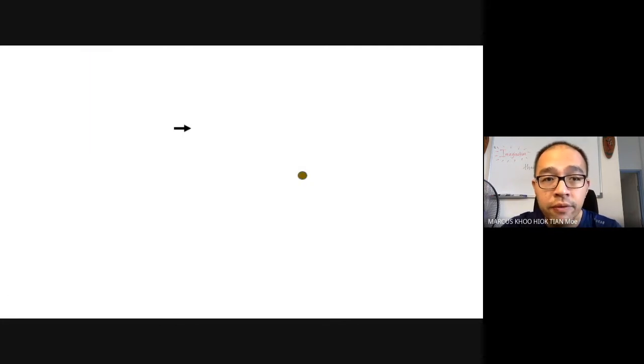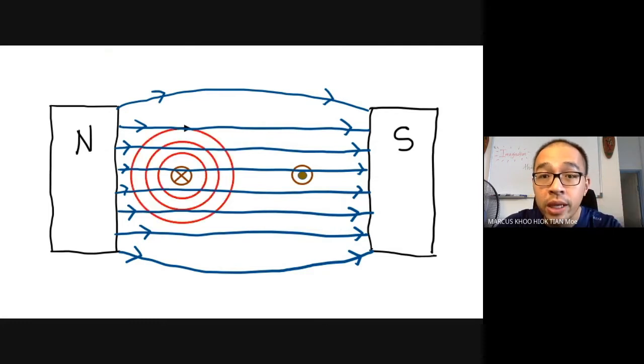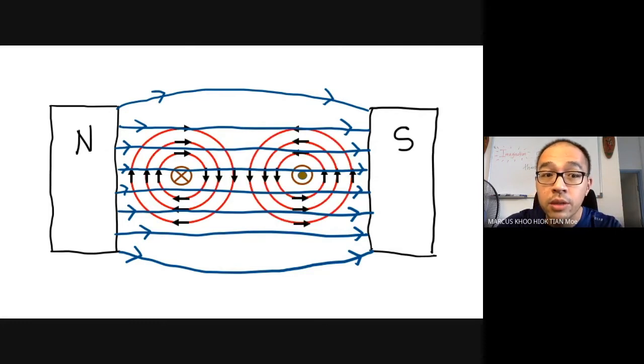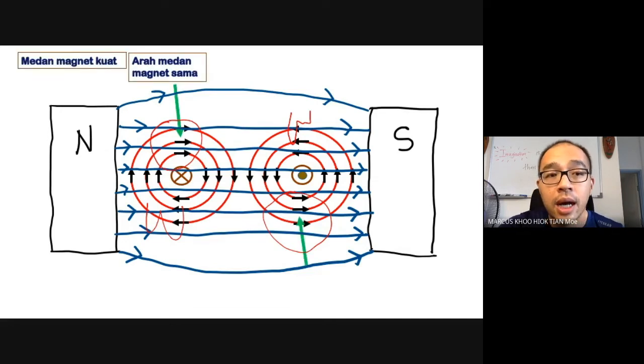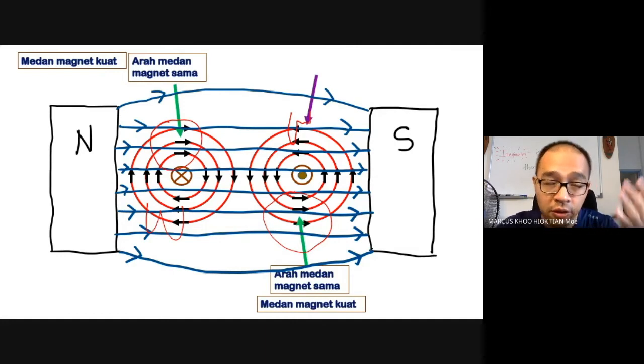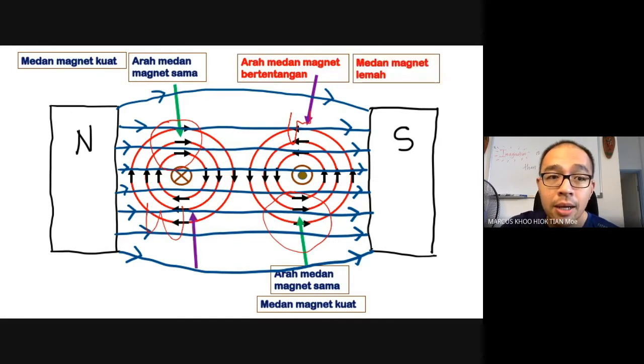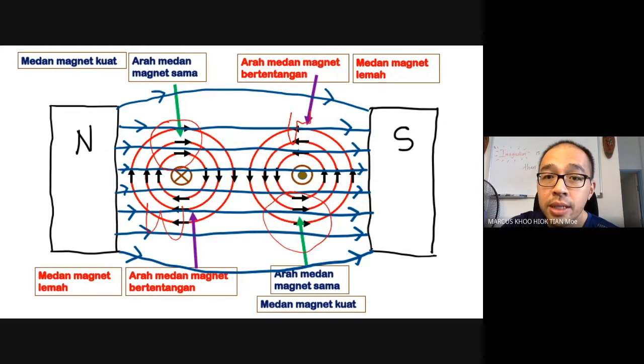So when you add both of these together, this is what you were doing yesterday, but you were only doing it with one, and now we're doing it with both. When you add both of these together, you notice that over here is stronger and over here is weaker, the weak magnetic region. The direction of the magnetic field is the same, so the magnetic field is strong. On top of the going out one, the magnetic fields are opposing, so it is weak.